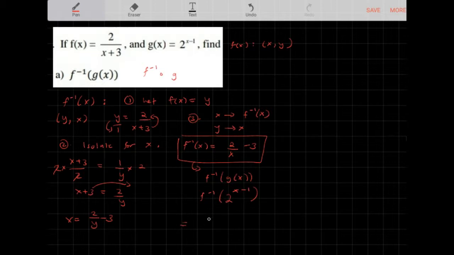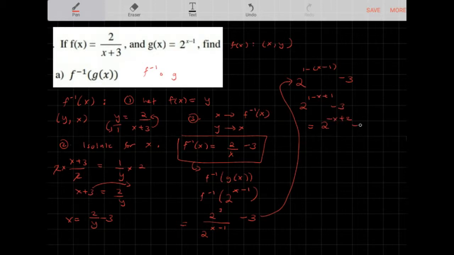So this is going to give me 2 over 2 to the power x minus 1 minus 3. And if you wanted to simplify this a bit further, because you're dividing the same bases, you subtract the power, so you get 1 minus x minus 1 minus 3, so it's just an exponent rule. And this is going to give you 2 to the power 1 minus x plus 1 minus 3, which is 2 to the power negative x plus 2 minus 3. Okay, so therefore f inverse of g of x is equal to 2 to the power negative x plus 2 minus 3. Okay, and that's your answer.